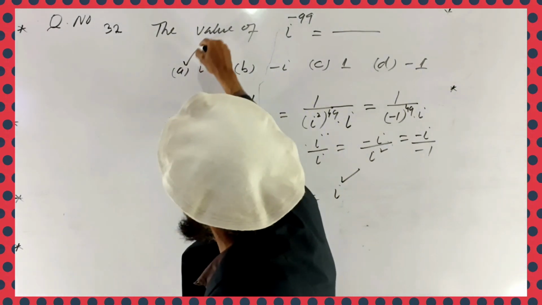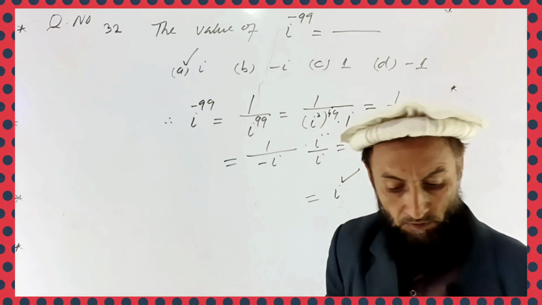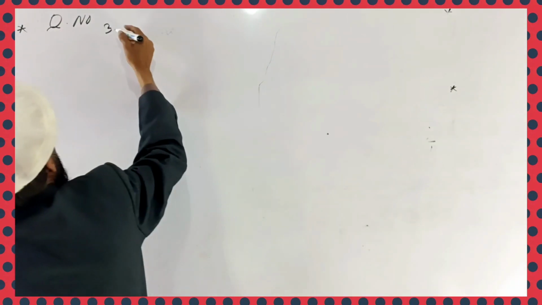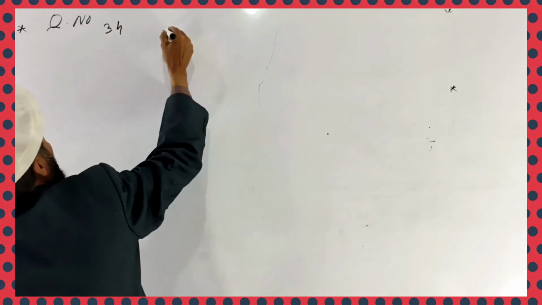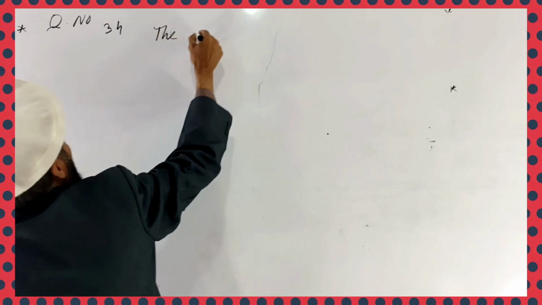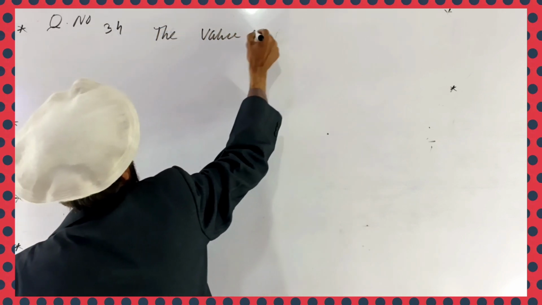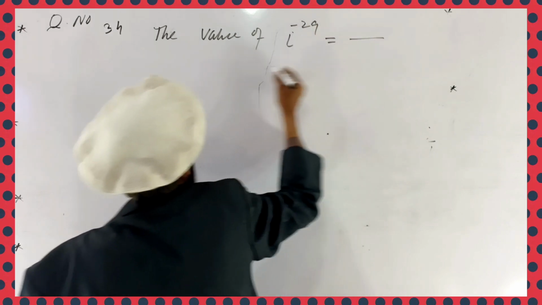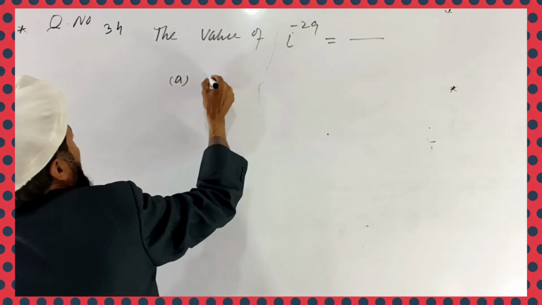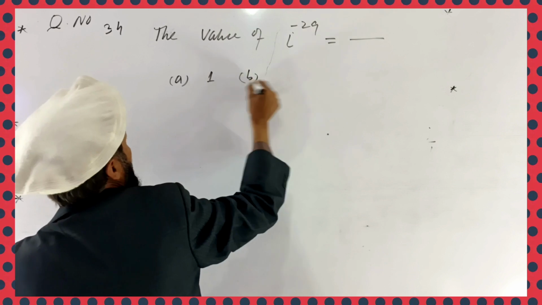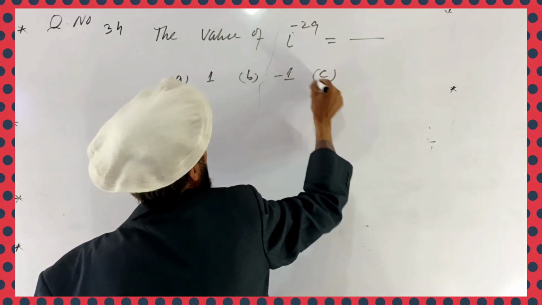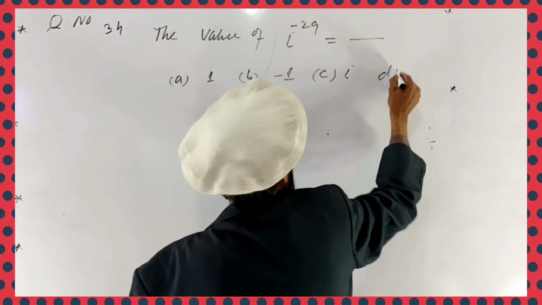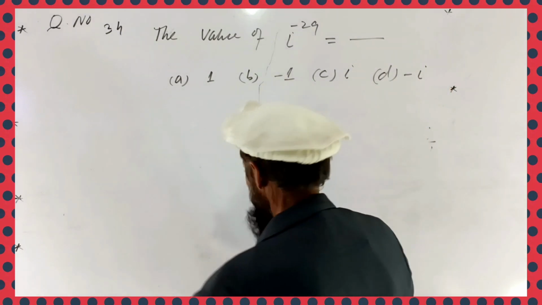So the first question we get. 34. The value of iota to the power minus 29 is equal to what? A 1, B minus 1, C iota, and D minus iota.